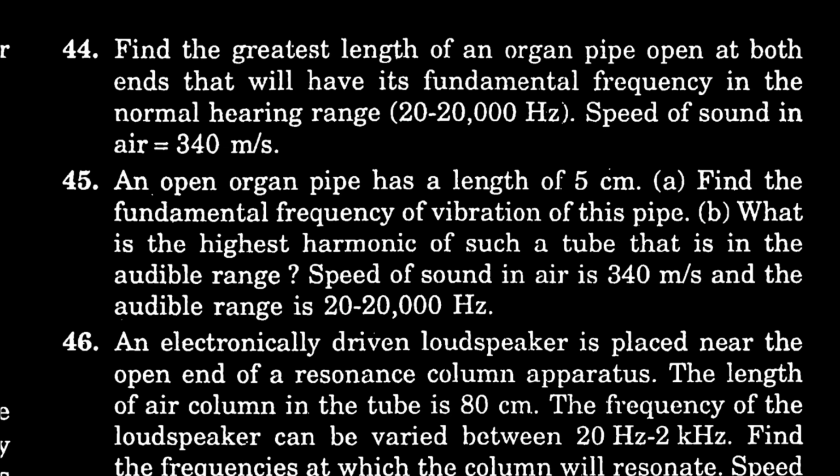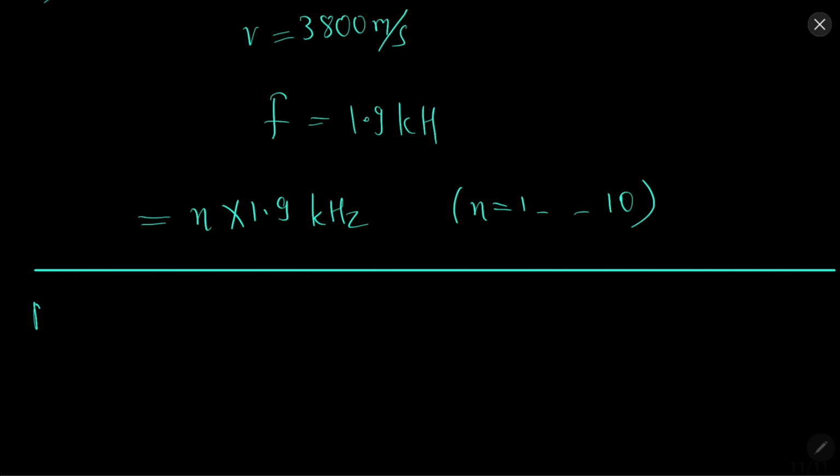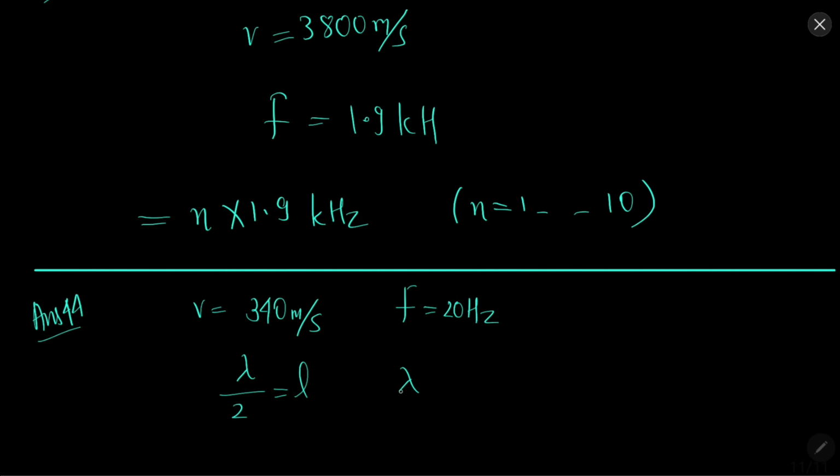In question 44, we need to find the greatest length of an organ pipe open at both the ends when the fundamental frequency is in the normal hearing range. Solution 44. So velocity is 340 meters per second, frequency 20 hertz. So lambda by 2 equal to L, lambda will be 2L.